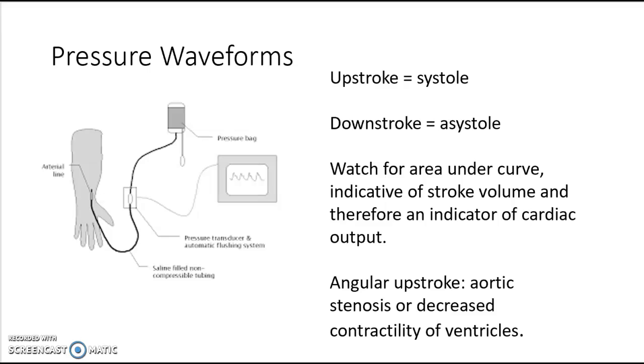You can also tell a lot about peripheral vascular resistance by looking at the downstroke of the pressure wave. A flatter downstroke indicates more resistance.